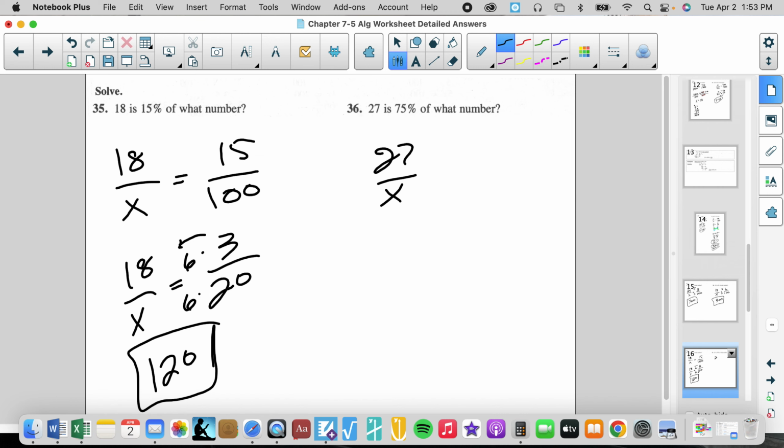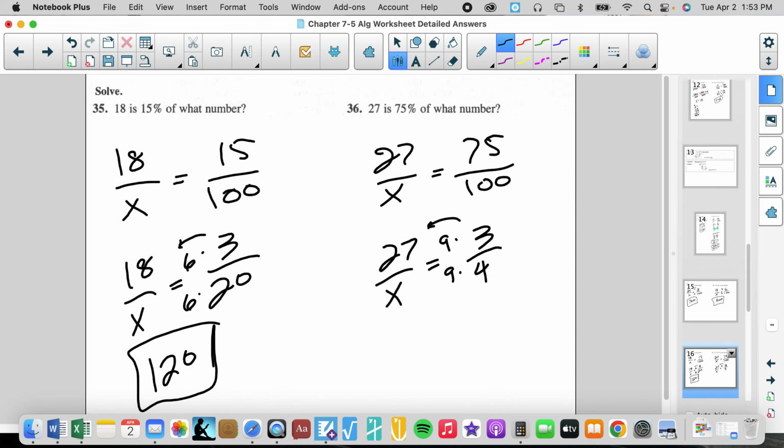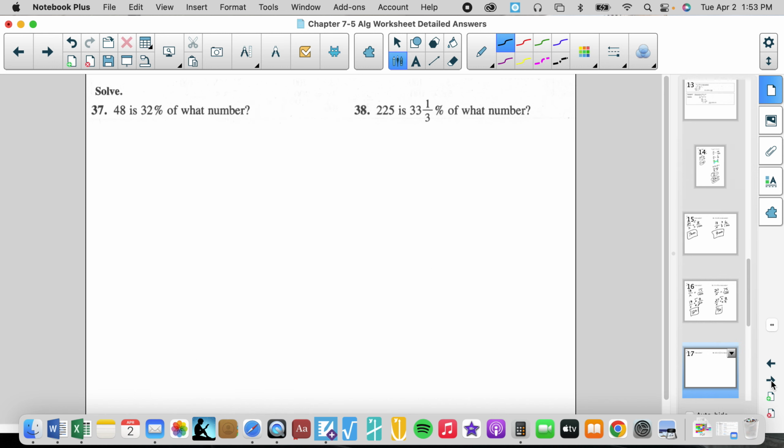Is over of equals percent over 100. Again, I'm going to reduce that to see if I can get... That's 3/4. I know that that's times 9 going this way, times 9, 36. So nice techniques. This is good for you to figure this out.